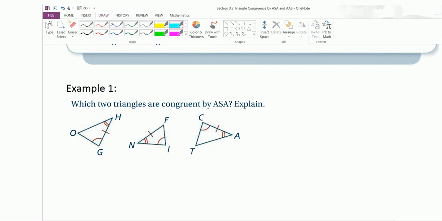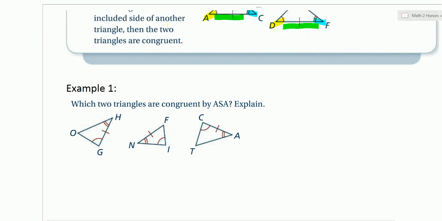Okay, so here we have angle G and H are in between the side lengths. So GH is connecting the two angles we're interested in. So we definitely see angle, side, angle on this picture.